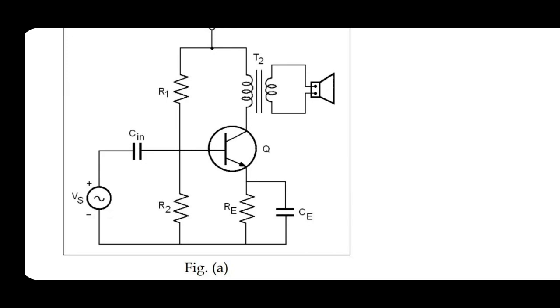The primary of the transformer is connected between the collector of the transistor and VCC. The load resistance RL is connected to the secondary of the transformer.